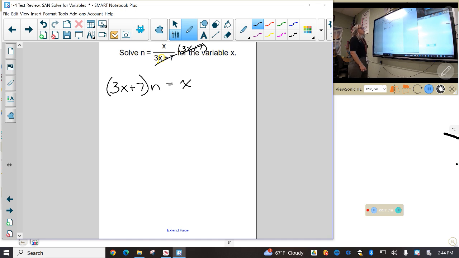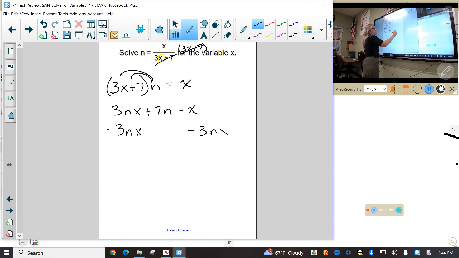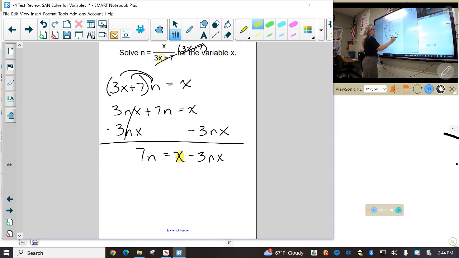Okay, now I'm solving for x, so I have to get the x's on the same side. So I'm going to distribute my n so I can get the x out of the parenthesis. So I have 3nx plus 7n equals x. Subtract 3nx. So I have 7n equals x minus 3nx. Now my x's are once again here.